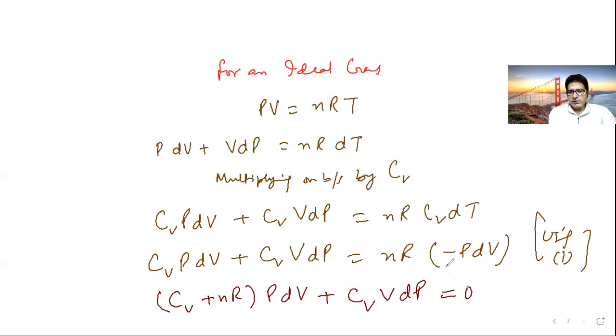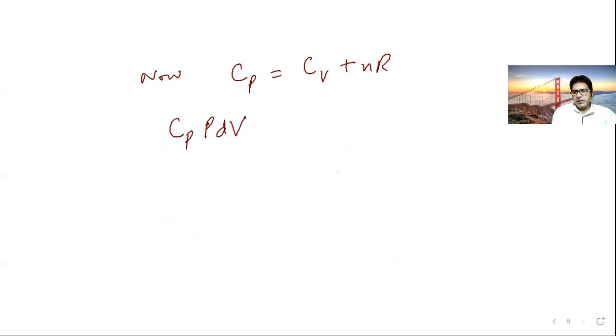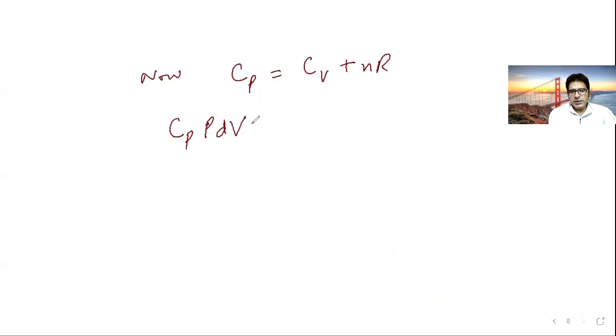It is simple. I have taken this term to the left hand side, and it will become plus nR PdV. So these two terms are Cv PdV plus nR PdV, right? What is Cv plus nR? Now, Cp, the heat capacity at constant pressure, is Cv plus nR for an ideal gas. That means I can replace this Cv plus nR by Cp. What's my equation now? Cp PdV plus Cv VdP is equal to 0, right?